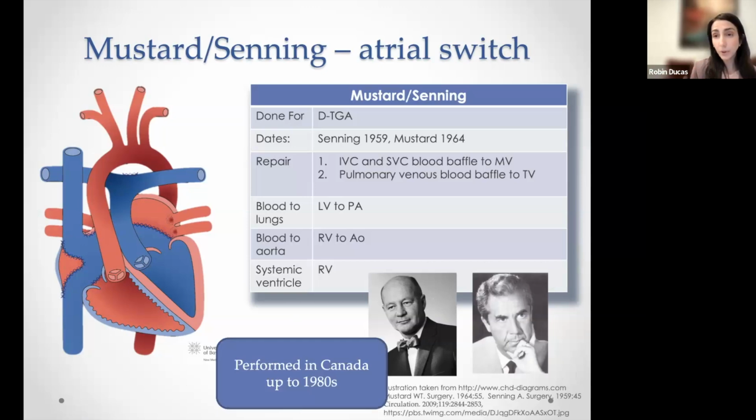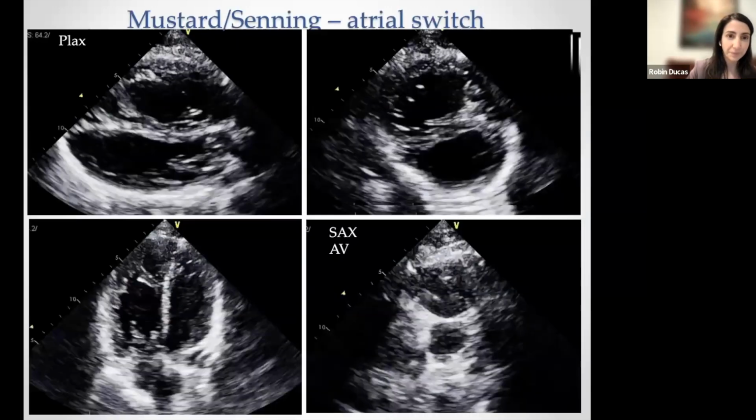So it's important to also know that this was performed in Canada up to the 1980s. So this isn't some remote procedure that was done a long time ago. I still have many patients that have this procedure done, and there's many of them that have been lost to follow-up and are still in the community. So you may very well see somebody like this.